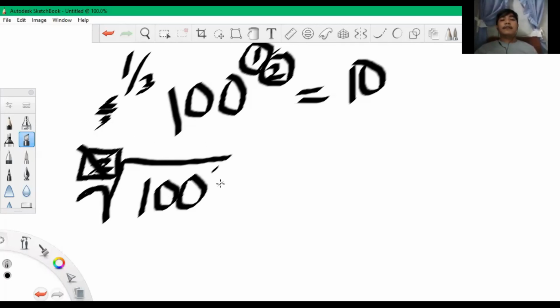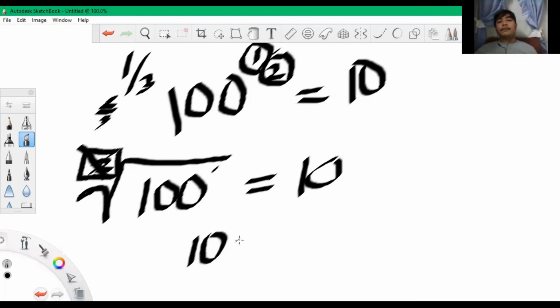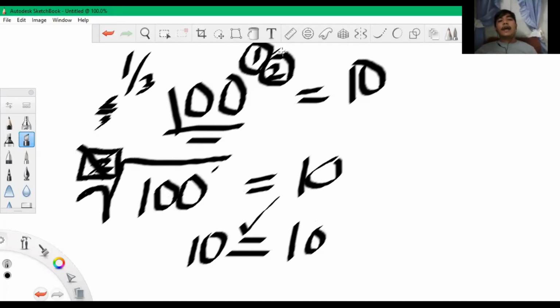So now we have the square root of 100 is equal to 10. So what is the square root of 100? When we solve for the square root of 100, kahit po using your calculator, we will get 10. Therefore, 10 is equal to 10. Therefore, the base should be equivalent to 100 when 1/2 is the exponent and its answer should be equivalent to 10. So, nakuha natin yung tamang value ng ating base. It should be equivalent to 100.